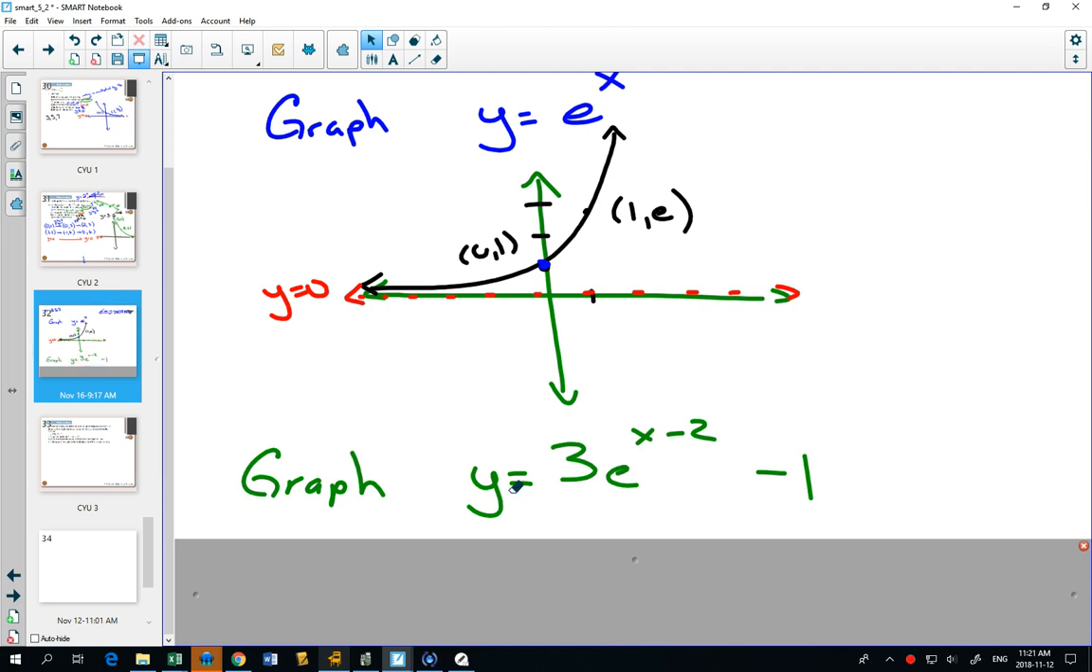You want to graph y equals 3, e to the x minus 2, minus 1. So above, we just graphed our parent function. And now we have to do transformations with it.